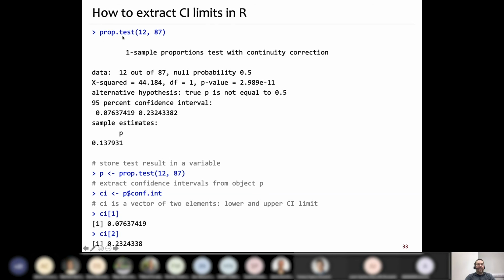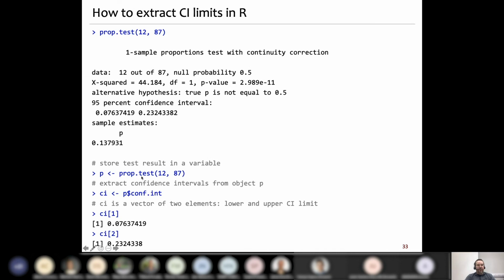And one last thing, if you want to find a confidence interval on the proportion, 12 out of 87, you can do this, and it's here. It's hidden in lots of these numbers. But if you want to use these confidence intervals later in some calculations, we have to somehow extract them from this. And this is how you can do it in R.